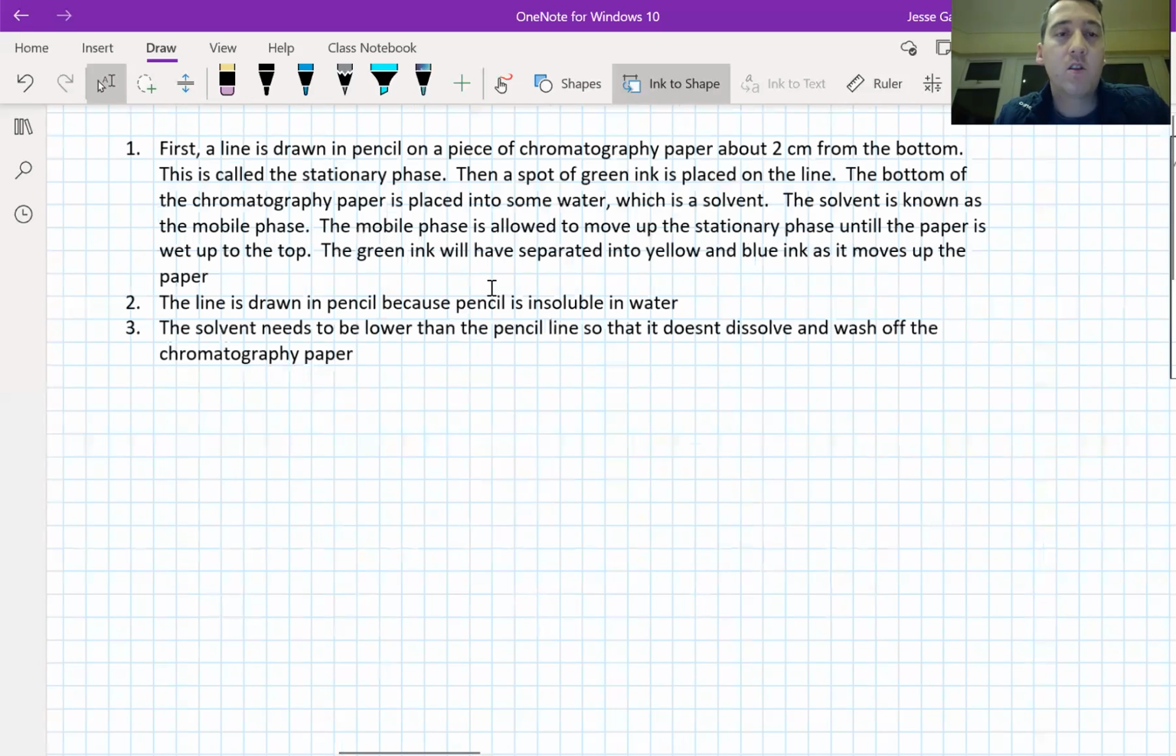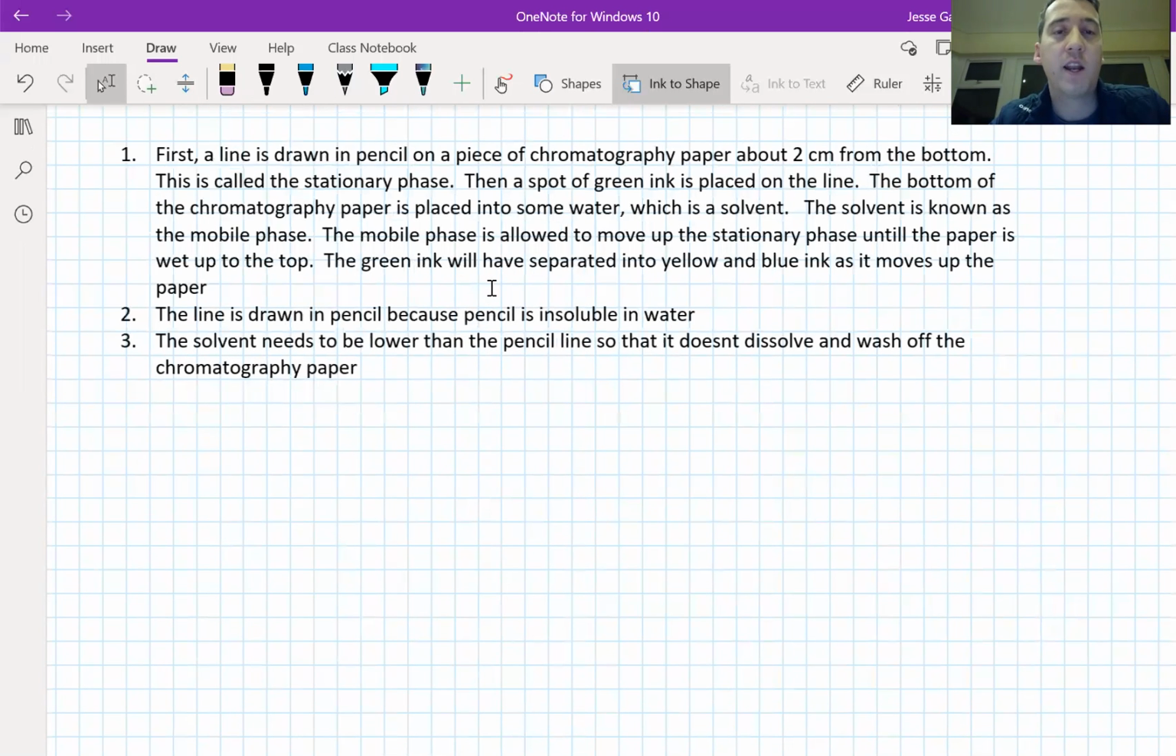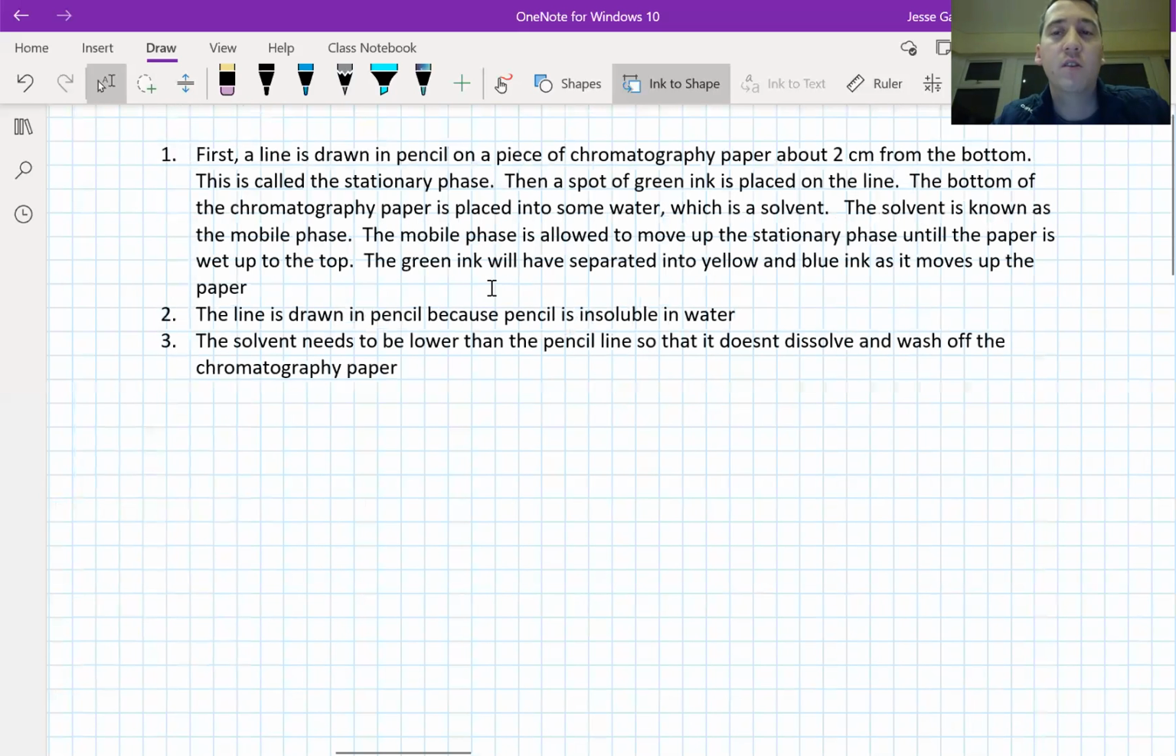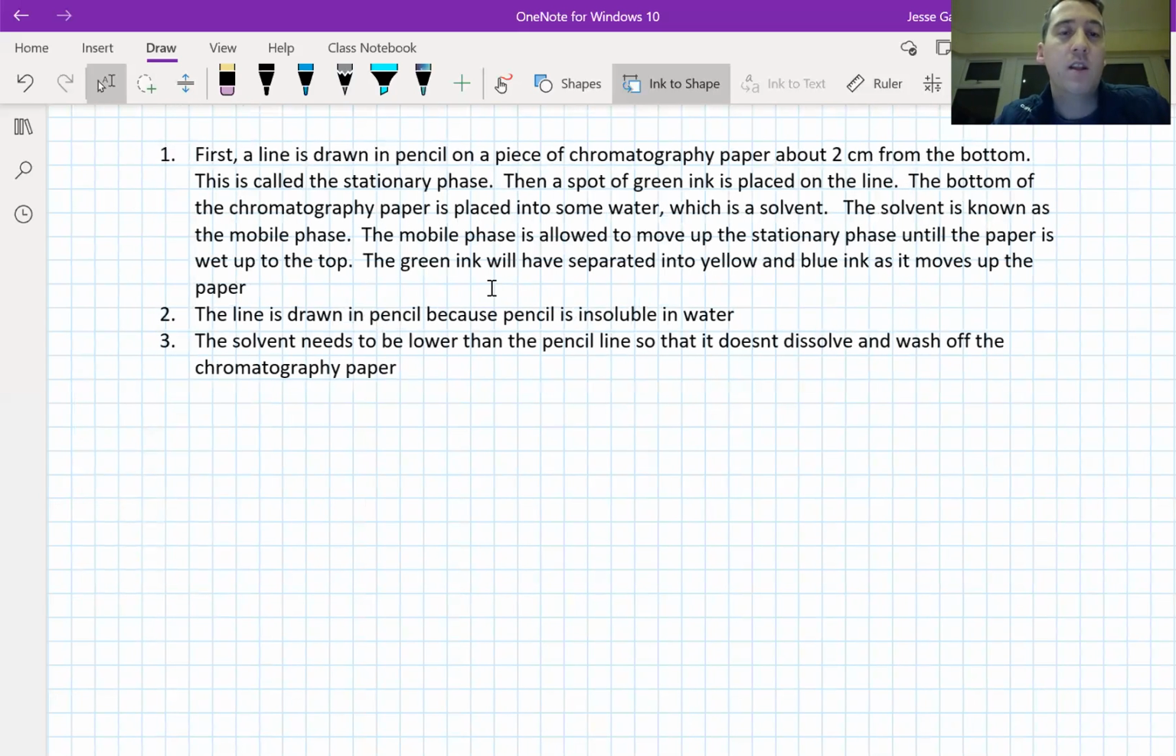It should read something like this. First, a line is drawn in pencil on a piece of chromatography paper about 2 centimeters from the bottom. This is called the stationary phase. Then a spot of green ink is placed on the line. That's where we got up to. So then the detail I have is the bottom of the chromatography paper is placed in some water, which is a solvent. And the solvent is known as the mobile phase. Again, if you didn't have that kind of detail using the word mobile phase in your answer, you should probably try and put that in.